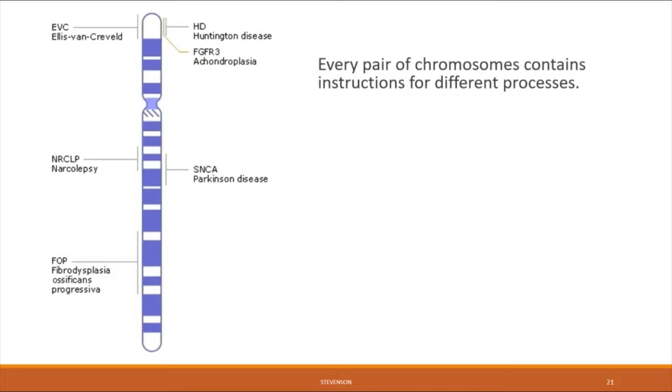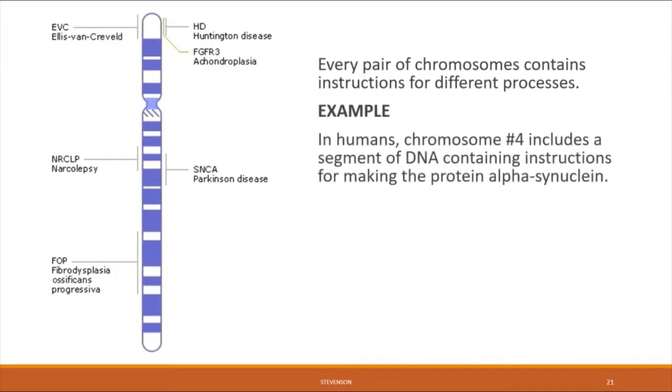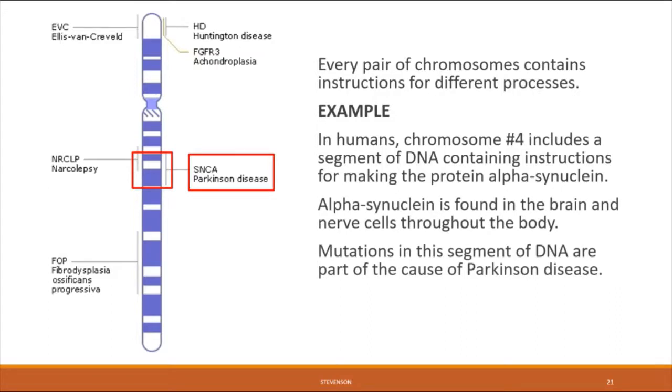Along this human chromosome number 4, there are sets of instructions or different recipes, including one set of instructions, a segment of DNA that contains instructions for making a specific protein called alpha-synuclein. This protein, alpha-synuclein, is manufactured specifically in your nervous system. It's made in your brain cells and in your nerve cells throughout your body. Mutations in this segment of DNA are part of the cause of Parkinson's disease, which is a neurodegenerative disease that results in loss of motor control and often tremors in the hands and extremities that you may or may not be familiar with.